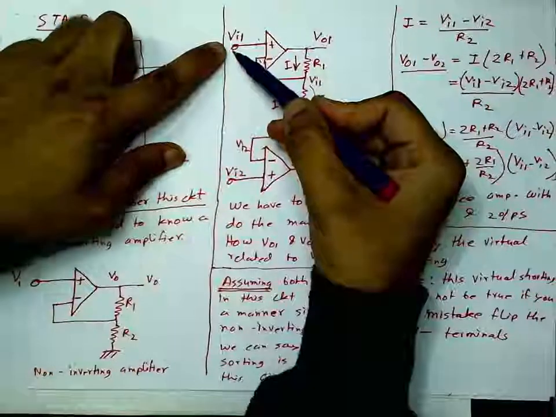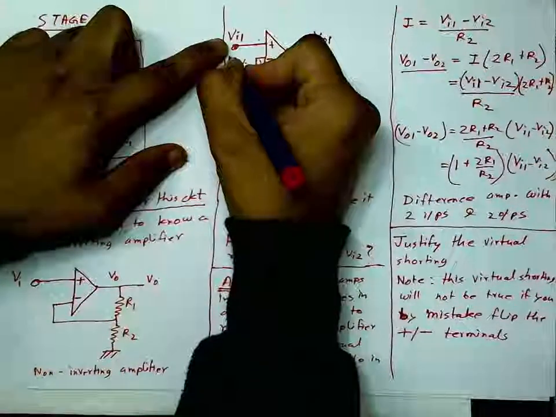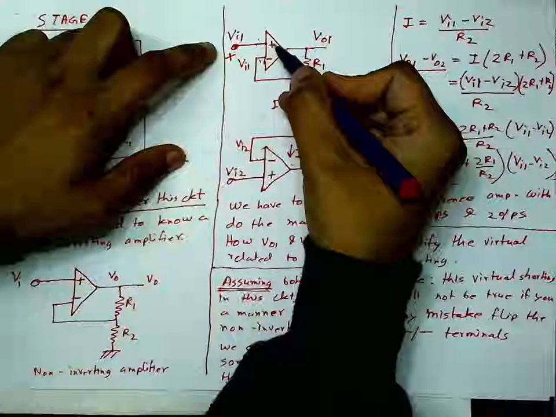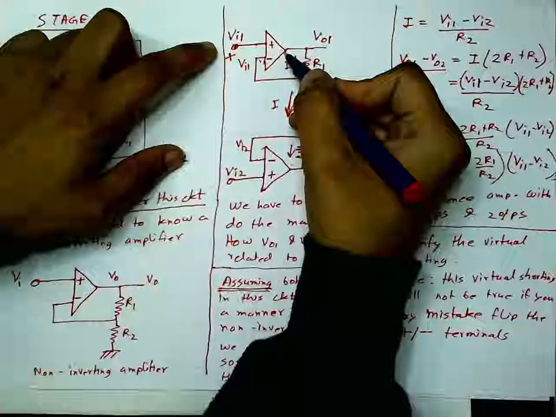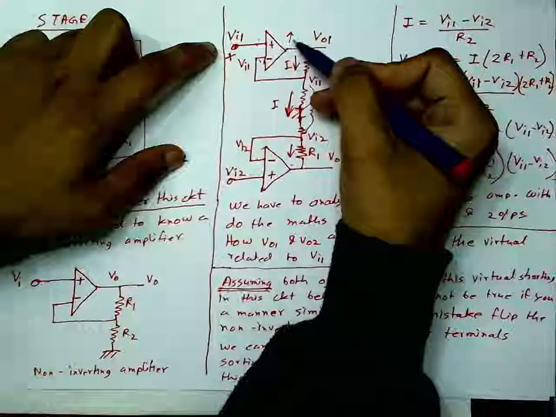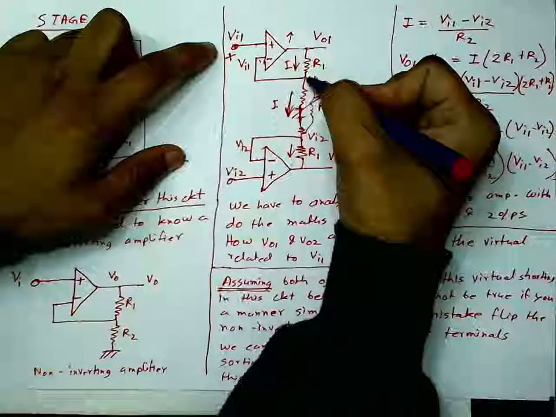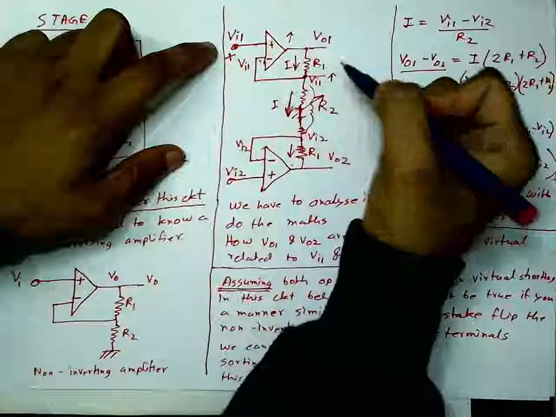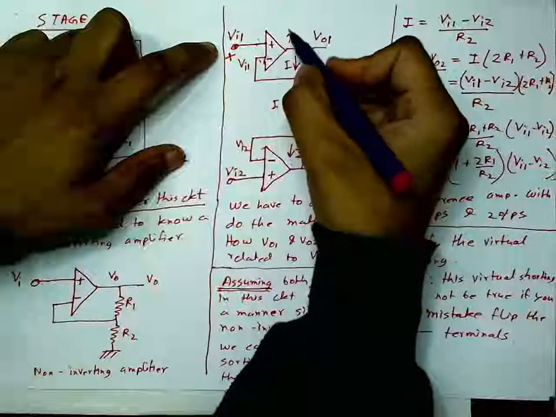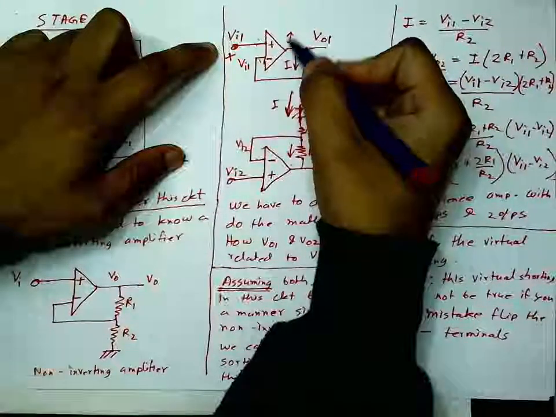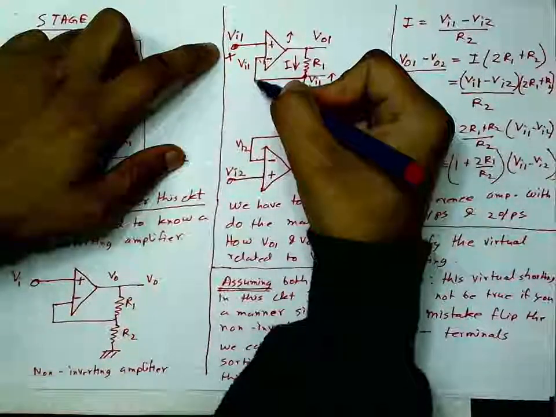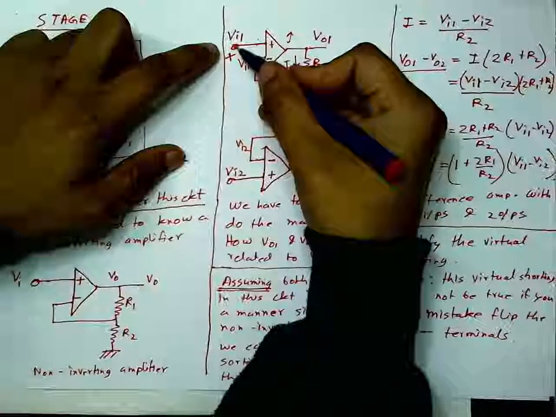If I apply, say, a positive voltage here, this is applied to the positive terminal, and therefore the op-amp output will try to go up. If this output is going up, then the voltage at this point will also go up, and this is connected here. How long will it happen? This output will go up until the potential at this point goes up and becomes equal to this plus voltage.